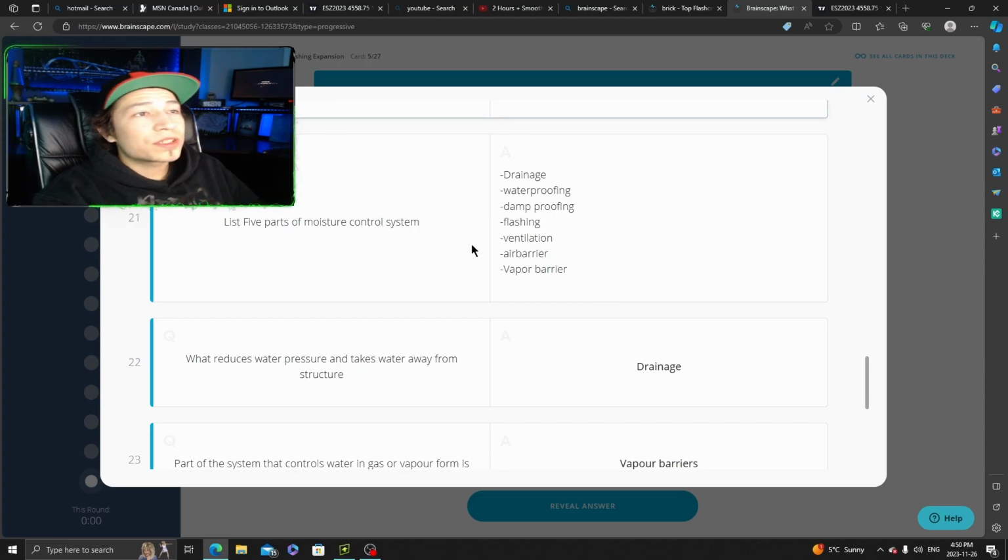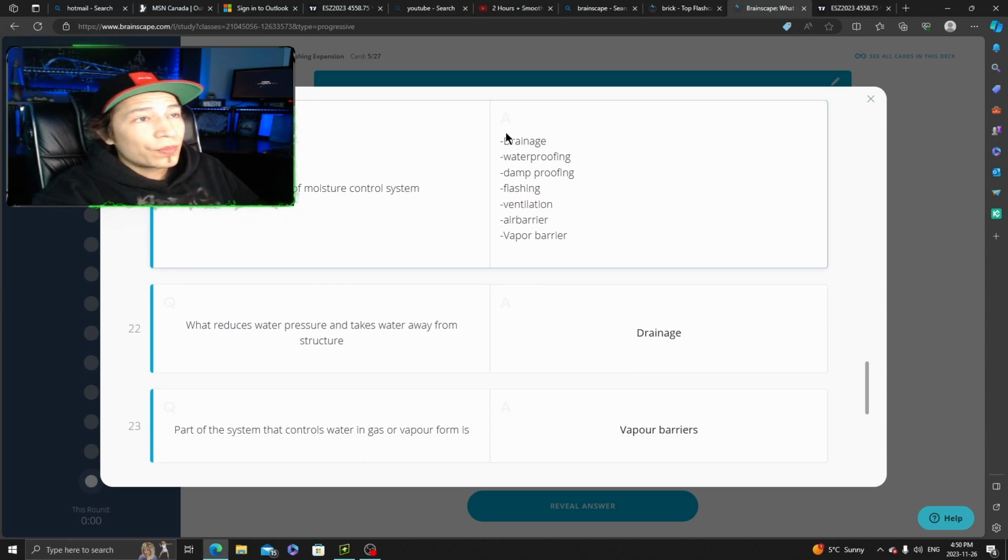Okay, I'm doing this all backwards, so I don't know. List 5 parts of a moisture control system. So those are all parts of a moisture control system: drainage, waterproofing, damp-proofing, flashing, ventilation, air barrier, vapor barrier. Any of those are all part of a moisture control system.